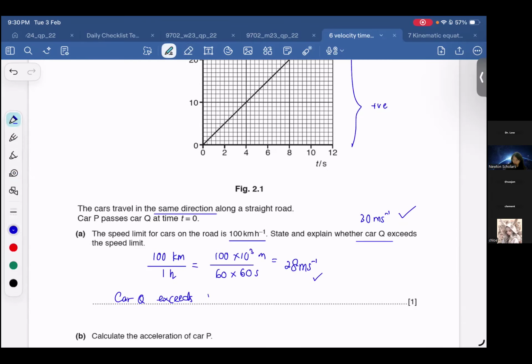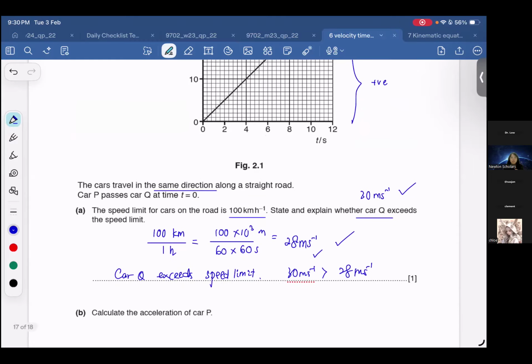Is it over the speed limit? State and explain. Our calculation is the explanation. Because 30 meters per second is greater than the speed limit, 28 meters per second. Here the units are different, so it's hard to compare. Please convert it. You might convert from kilometer per hour to meter per second, or convert meter per second to kilometer per hour, also can. After they have the same unit, then you can make the comparison.